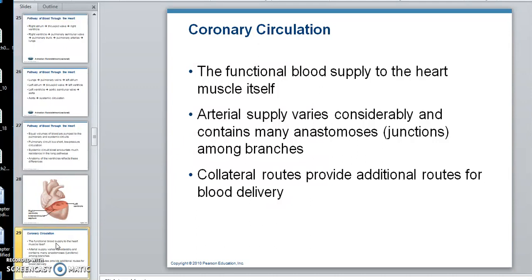Now the coronary circulation, coronary comes from the word to crown around, because those blood vessels crown around the heart. They crown around, and this is the blood supply to the heart itself, because it's a living tissue. This is the one, when clogged, you can get a heart attack. Okay?